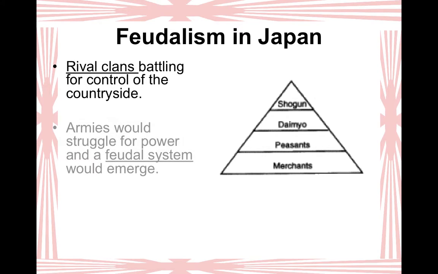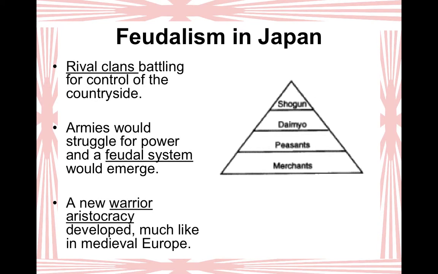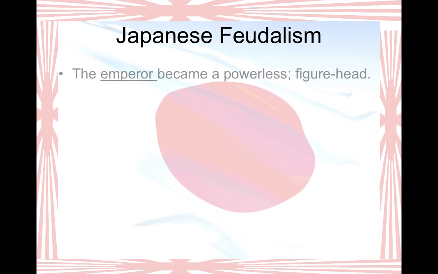All right, this is a pretty important little pyramid here that you guys will be expected to know. So all across the countryside of Japan, different clans would fight for control. Armies would struggle for power, and eventually a feudal system, just like there was in Europe, which we studied towards the beginning of the year, emerged. And this warrior aristocracy, basically this group of warriors, emerged in Japan.